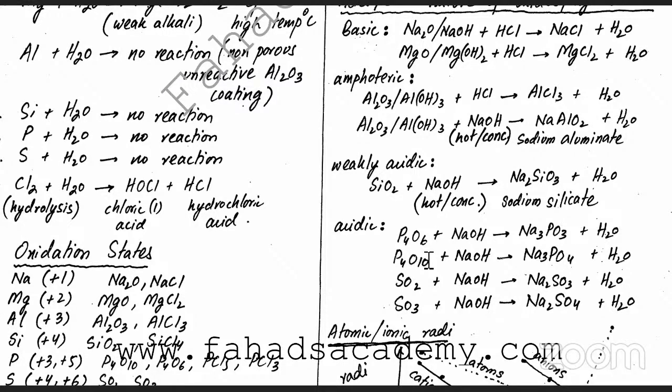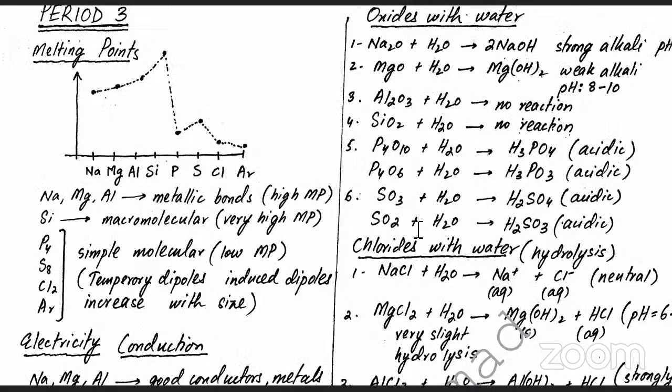If you have P4O10, think of it as phosphoric acid. P4O6, think of it as phosphorous acid. You open the reactions with water already given. P4O6 will form H3PO3, P4O10 will form H3PO4. So when you're writing equations for P4O10, don't think of it as P4O10, think of it as H3PO4. So figuring out the equation would be kind of easy.